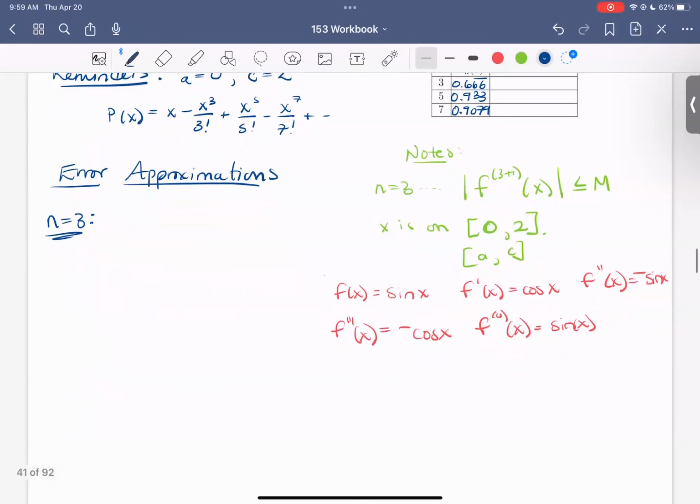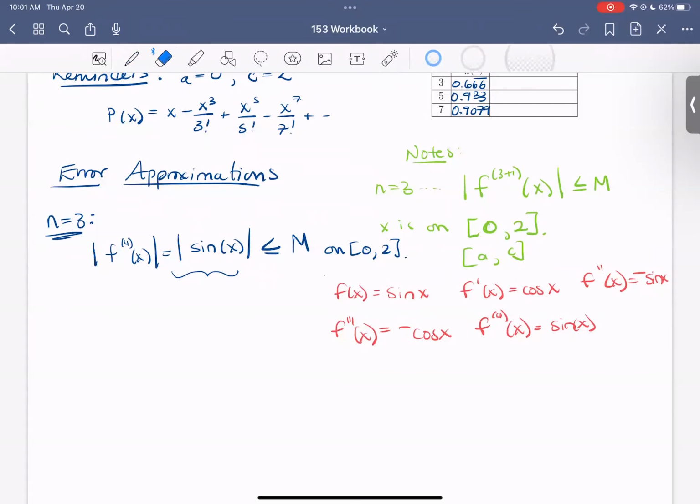So then we see that if we look at the absolute value of the fourth derivative of f, that's equal to the absolute value of sine of x. And we need to determine a number, M, that is a maximum for sine of x on the interval from 0 to 2. So this is how we are finding our M. Now what I'm going to do is pause, clean this up a little bit, and write out again what M is so we can see it in writing.